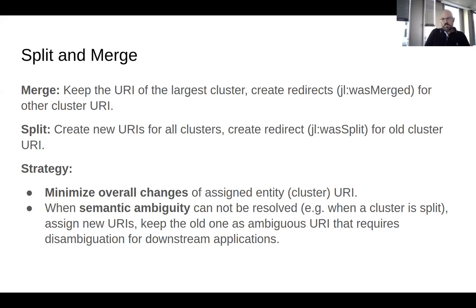When the semantic ambiguity cannot be resolved, so when a cluster is split, for example, we then have to assign a new URI and keep the old ones as now ambiguous URIs. That's important for us because, of course, we have to assume that other people already use the URIs, have them in their own data. So if they now again work with our knowledge graph, they will basically see, based on this was split property, that they actually have an ambiguous URI, and they have to figure out how to now disambiguate or find the right entity URI in these downstream applications.